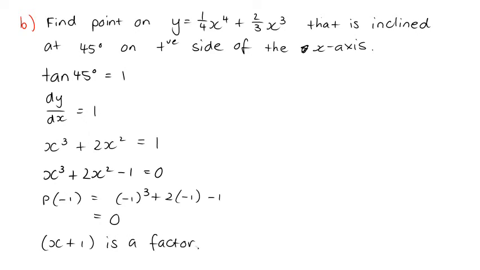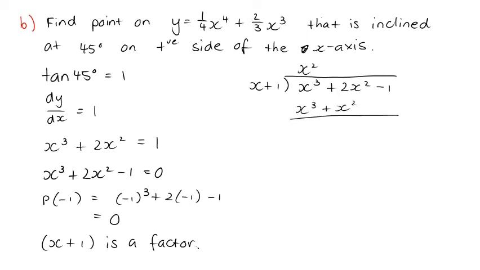How do we factor out x plus 1? Polynomial division. Yay. Right, so we get x cubed plus 2x squared minus 1. See if you can remember how to do it. So, what do we times x by to get x cubed? It's x squared. Times x squared by x plus 1, we get x cubed plus x squared. Then we minus them, so that cancels out. 2x squared minus x squared is 1x squared.